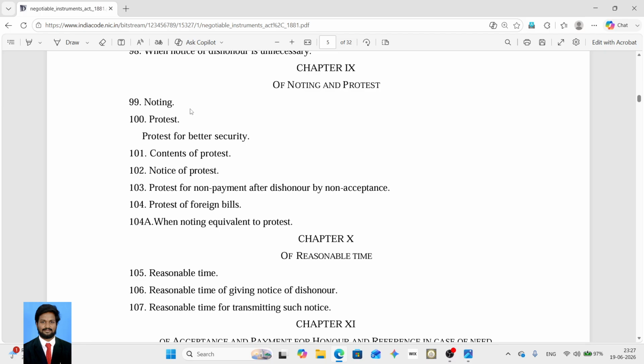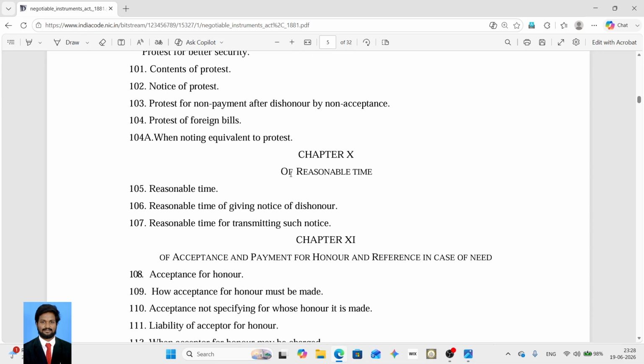101 contents of protest. 102 notice of protest. 103 protest for non-payment after dishonor by non-acceptance. 104 protest of foreign bills. 104a when noting equivalent to protest.